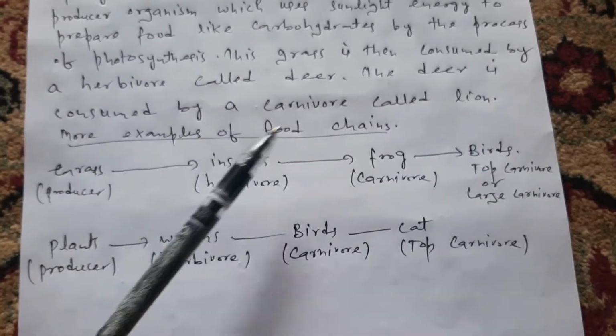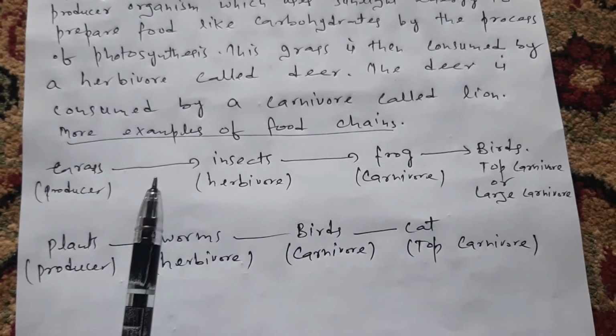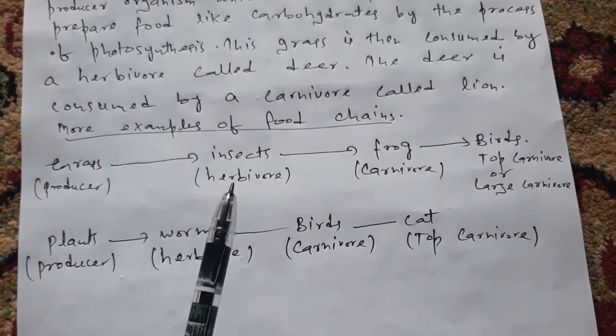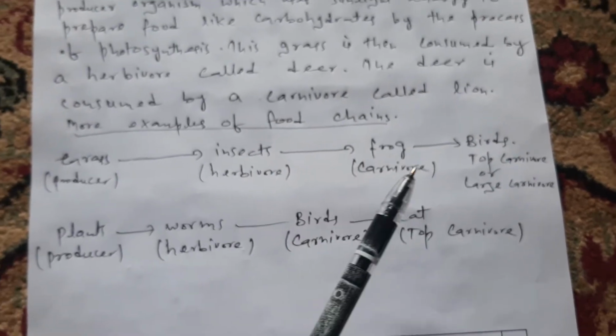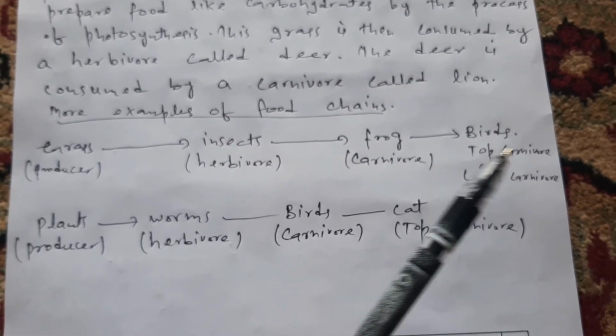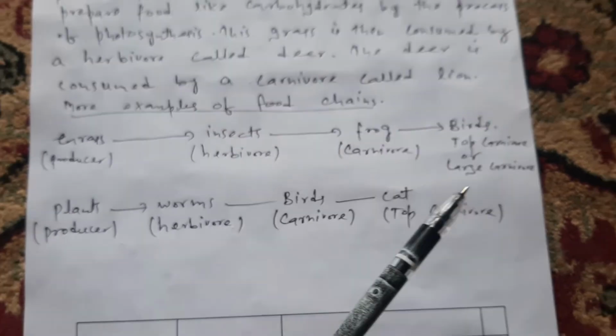More examples of food chains. For example, grass, a producer, is eaten by an herbivore, insects, and these insects are eaten up by frog. Frog is a carnivore. And this frog is then eaten by birds. Birds are top carnivores or large carnivores.